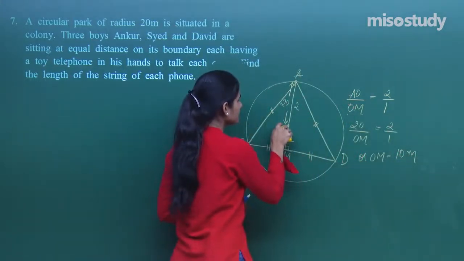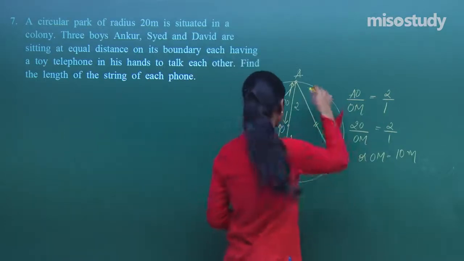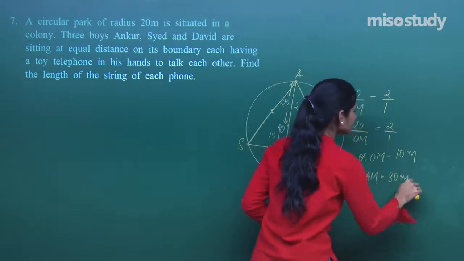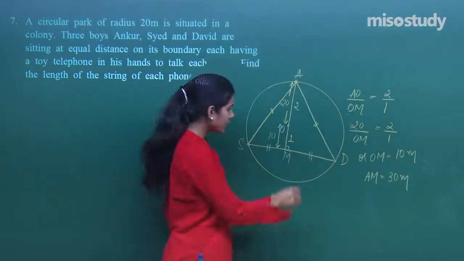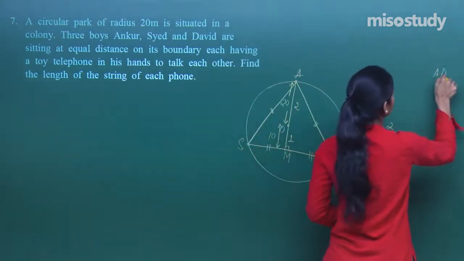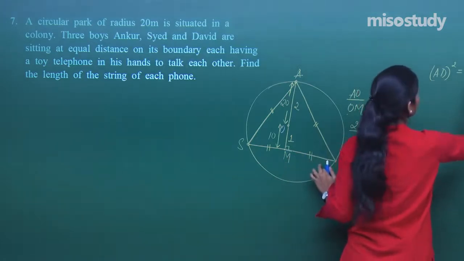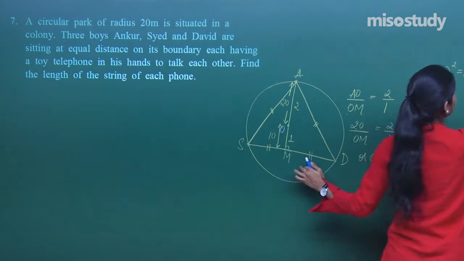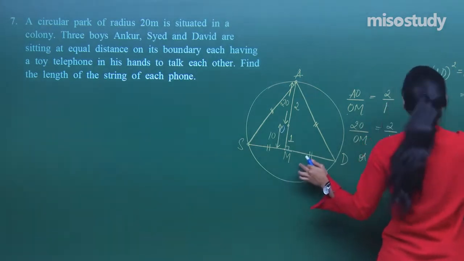So if OM is 10 meters and AO is 20 meters, what is AM? AM is 20 plus 10 which is 30 meters. Now consider the triangle AMD, it is a right angle triangle. I just told you this is 90 degrees, so you will have hypotenuse square is equal to base square plus perpendicular square. AM square is 30 square which is 900.